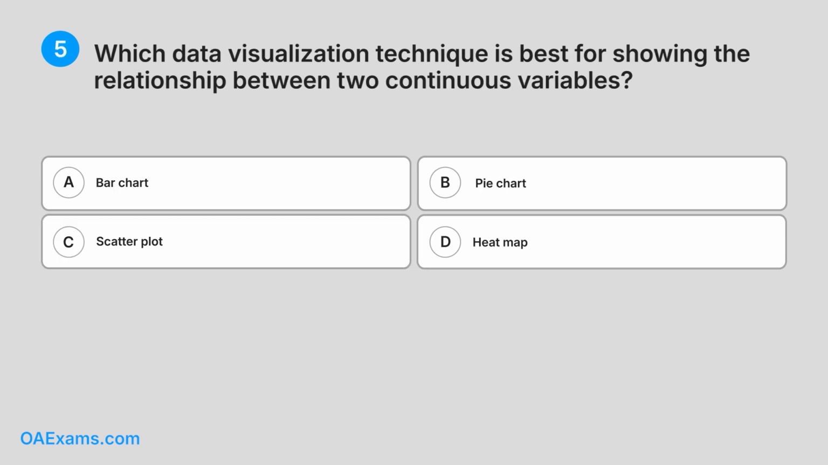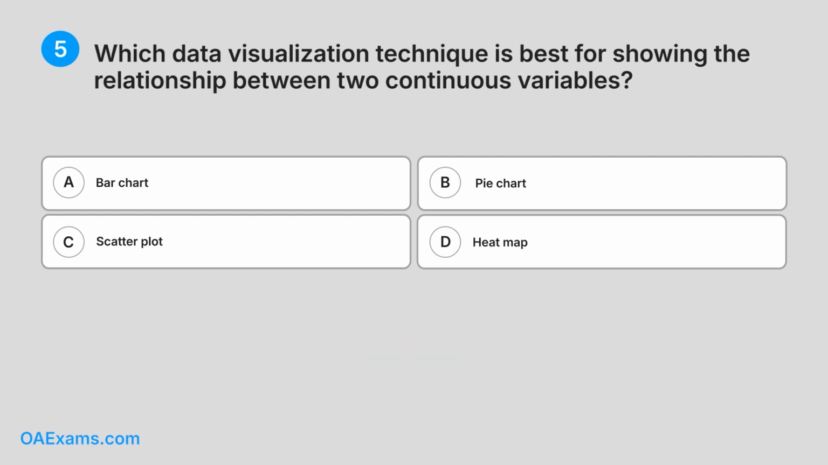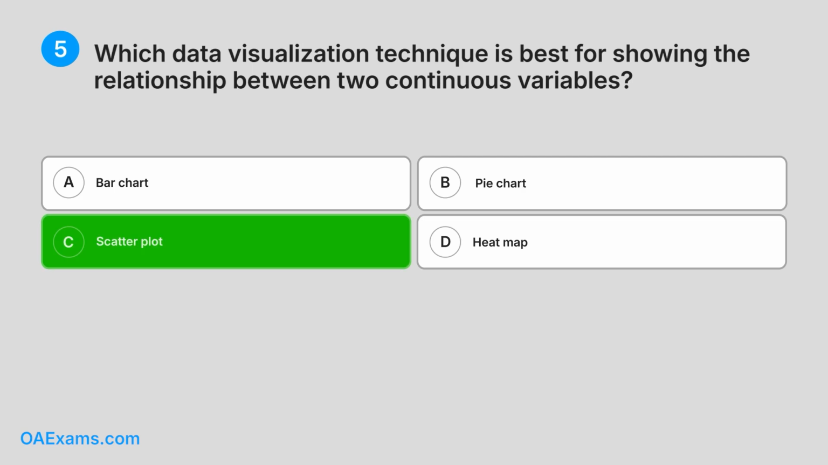5. Which data visualization technique is best for showing the relationship between two continuous variables? A. Bar chart. B. Pie chart. C. Scatter plot. D. Heat map. Do you know the answer? Correct answer: C. Scatter plot.